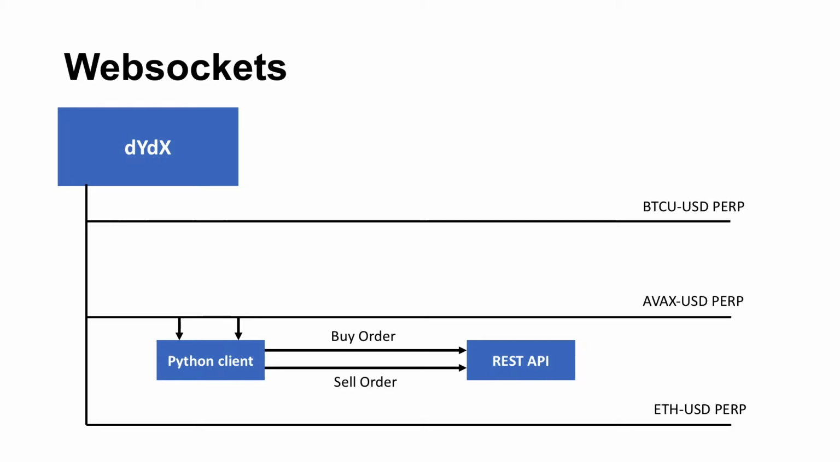We'll then process the AVAX price data and determine at what price we should buy and sell. And then we'll submit those orders to the REST API. Every few seconds, we'll cancel those old orders and place new orders as the price of AVAX changes.